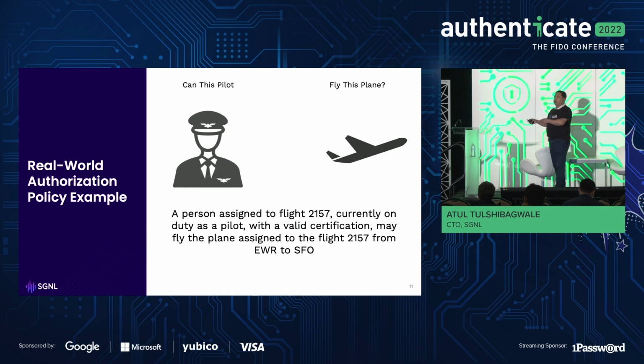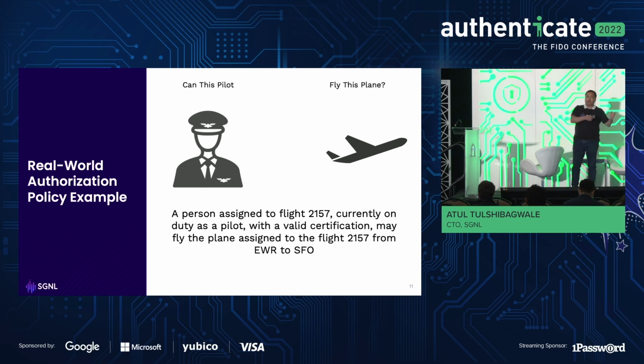This is a real world policy that is actually needed, right? The pilot needs to be on duty. They need to be assigned to that particular flight. They need to have a valid certification for the type of plane that is assigned to that particular flight. We don't know what type that is going to be. And they need to be able to fly it only from the source and the destination of that flight, right? So all this codifies a real world policy.